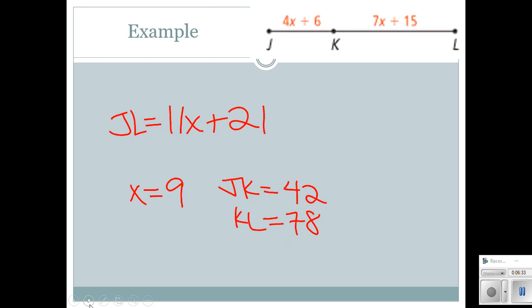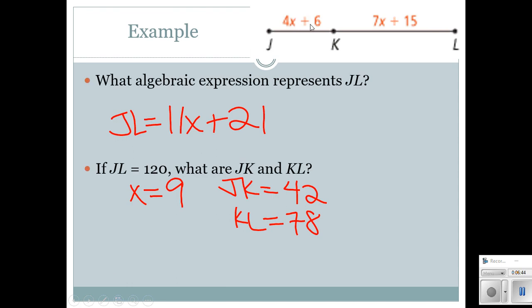Let's do another one. 4x plus 1, 7x plus 15. If you add these two, 4x plus 7x is 11x. 6 plus 15 is 21. So that's the expression for line segment JL. If JL is 120, what are JK and KL? So make this equal 120.